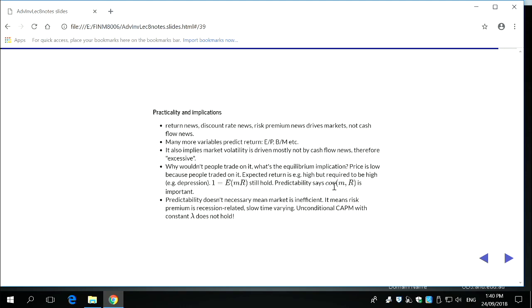Because we are running the future return on the lag DP ratio, it looks like prediction, because the lag explains the future. But if I just switch the dependent variable and the independent variable, I can still get the significance. So there's nothing that says this prediction is actually prediction in the causality sense. Everything should be in equilibrium. The expected return is high because it is required to be high. For example, in a depression, people require a very high return to compensate for their risk.